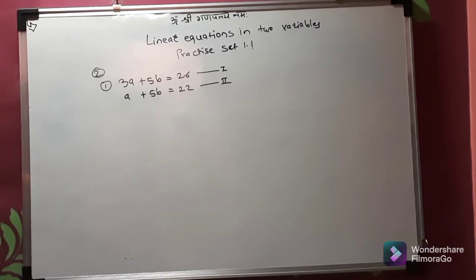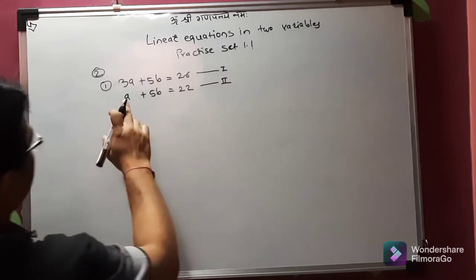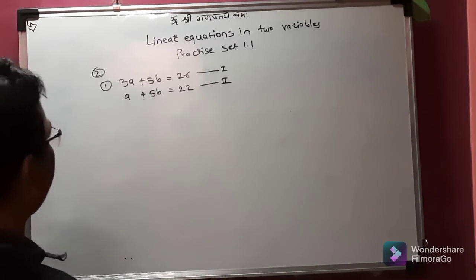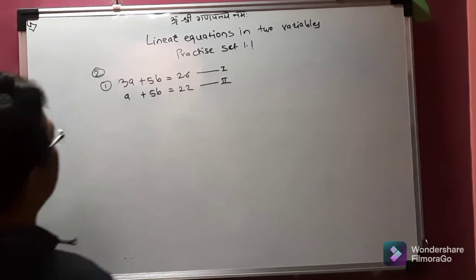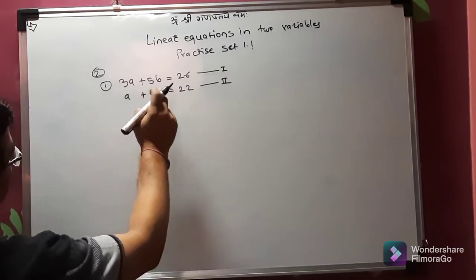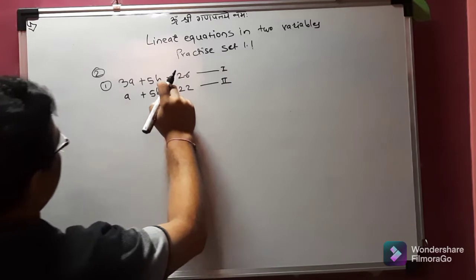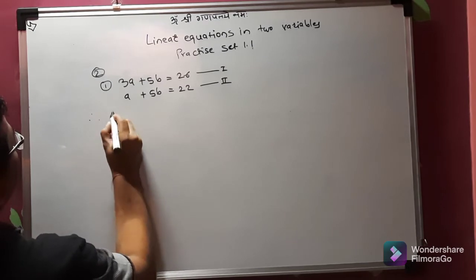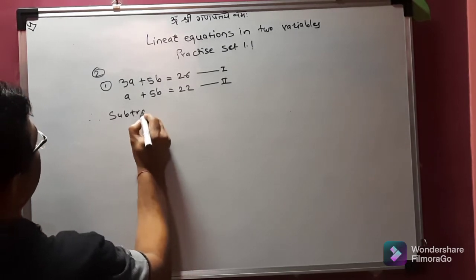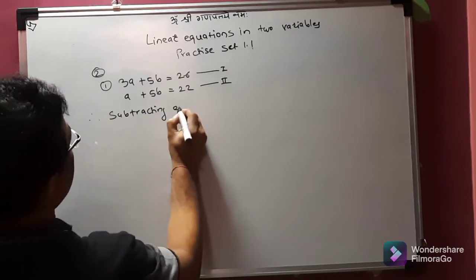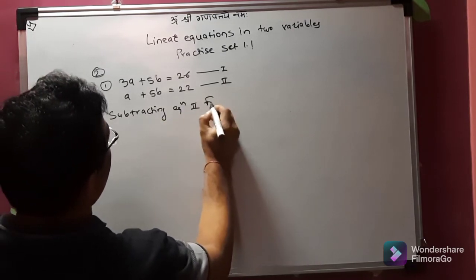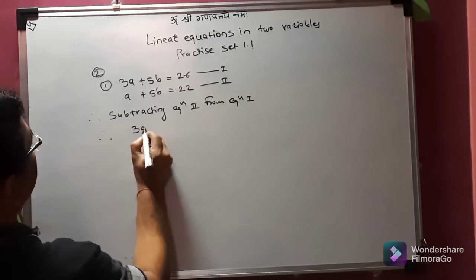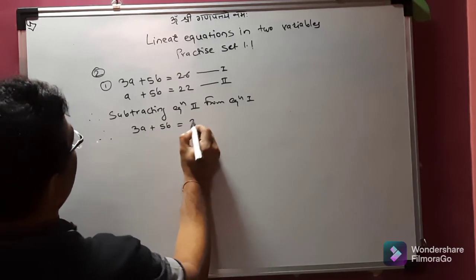While solving the problem, we must consider how to get the value of at least one variable. Then by putting the value of one variable in another equation, you can get the value of the other variable. So if you subtract the second equation from the first equation, then the 5b will get cancelled. So subtracting equation 2 from equation 1.